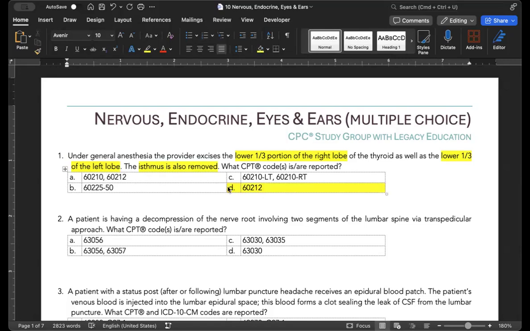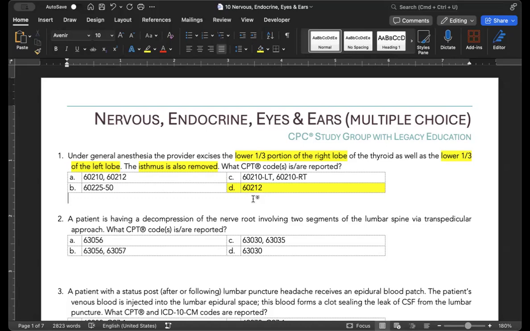If we were to do 60210 LT RT, that would just over-report it, per se. But if we do 60212, then the unilateral lobectomy is, let's just say, the right lobe, and then the contralateral, the opposite side lobectomy, for the left. And then we also did the isthmus.